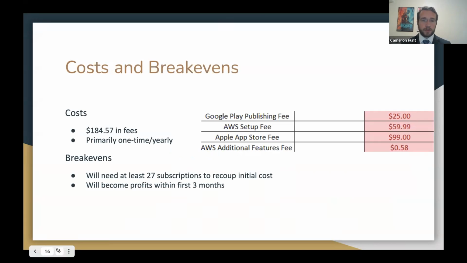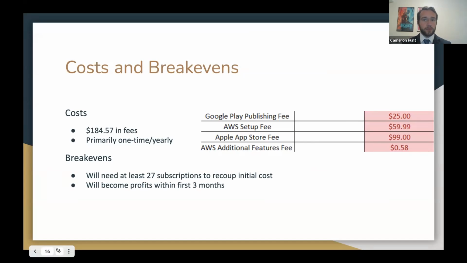After looking at the costs that we've incurred with AWS and the eventual fees that we'll have for publishing our apps on the App Store and eventually Google Play, we would come to a maximum of under $185 in fees for now. But the thing is, most of those are one-time or yearly costs. Apple's is a yearly cost, and AWS and Google Play are one-time costs. The only monthly cost that we have is that additional features fee, and that's a whopping 58 cents. So it will not be hard to recoup that cost.